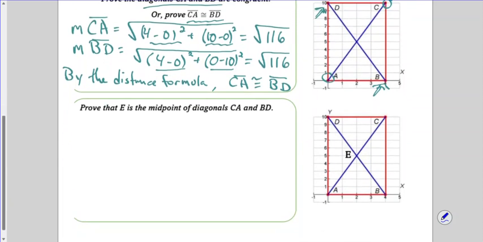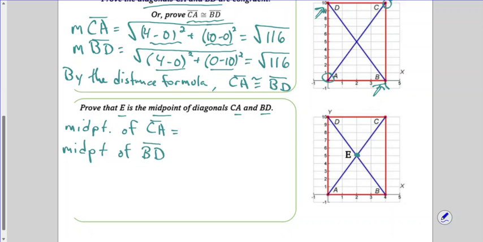All right, on the second one, we are going to prove that E is the midpoint of both diagonals CA and BD. So we want to show that this is the midpoint of both of these diagonals. So I'm going to use that midpoint formula. I'm going to say the midpoint of CA equals something, and then the midpoint of BD equals something, and I'm hoping that those coordinates come out the same.